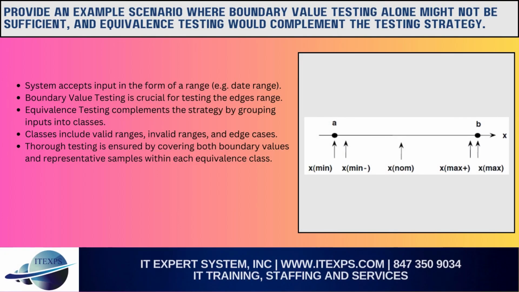Provide an example scenario where boundary value testing alone might not be sufficient, and equivalence testing would complement the testing strategy. Consider a scenario where a system accepts input in the form of a range, for example, a date range. While boundary value testing is crucial for testing the edges of this range, equivalence testing can complement the strategy by grouping inputs into classes such as valid ranges, invalid ranges, and edge cases. This combination ensures thorough testing by covering both boundary values and representative samples within each equivalence class.